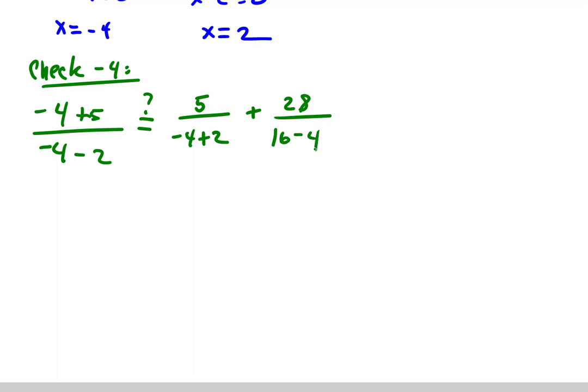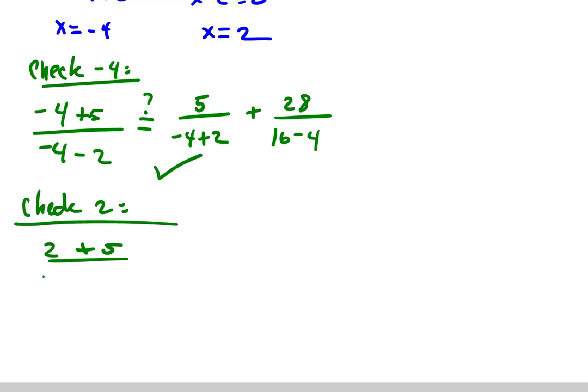Now, this is just an arithmetic problem that could be done with the assistance of a calculator or done by hand. Either way, this one will turn out to work out just fine. In other words, the left side does equal the right side, which is good news. We'll continue by checking our other proposed solution. So we also must check 2 by plugging it in the same way. So is 2 plus 5 over 2 minus 2 equal to 5 over 2 plus 2 plus 28 over 2 minus 4.